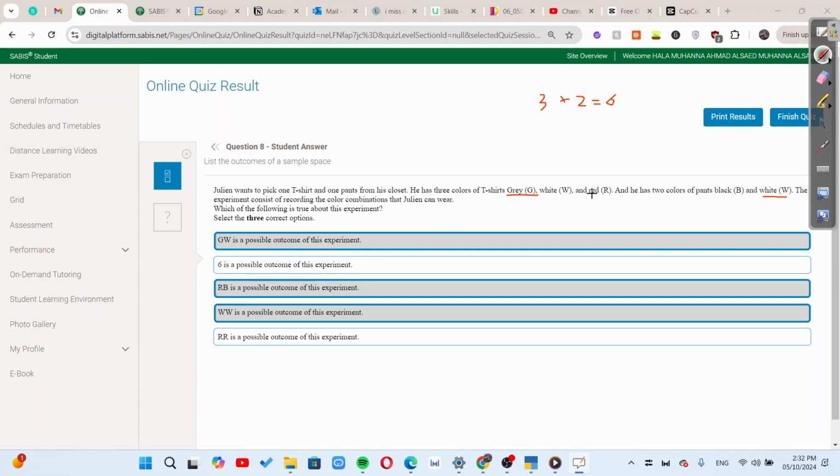RB is a possible outcome because you can have a red shirt and black pants. WW, yes, you have a white shirt and you have white pants, so you can have a white shirt with white pants. RR is not a possible outcome, because you have a red shirt, but Julian does not have red pants, so you can't have this outfit unless he gets red pants.